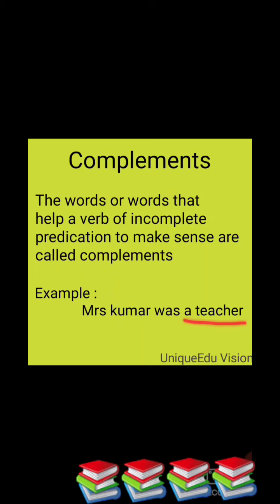And incomplete predications. Incomplete predications need more words to complete the sense, but those words are not objects. And complements are those words that help make complete sense of incomplete predications. So let's start with your practice session.